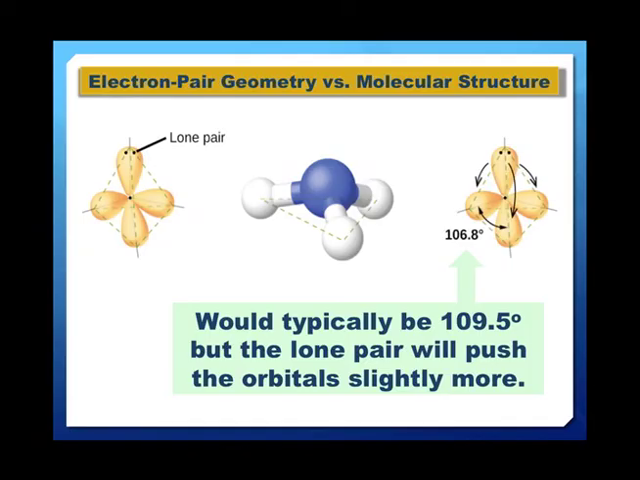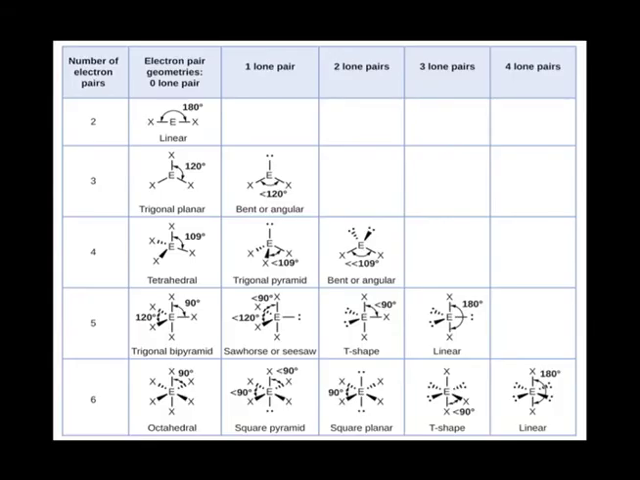This table will show us all of the molecular structures that are possible within a particular electron pair geometry as we successively replace atoms with lone pairs. The more electron domains there are, the more possible molecular structures there are, because there are more combinations of atoms and lone pairs possible.